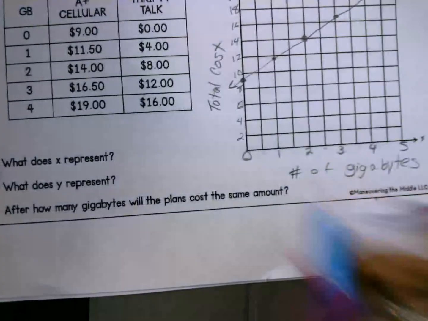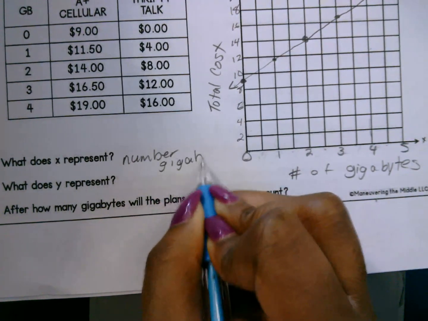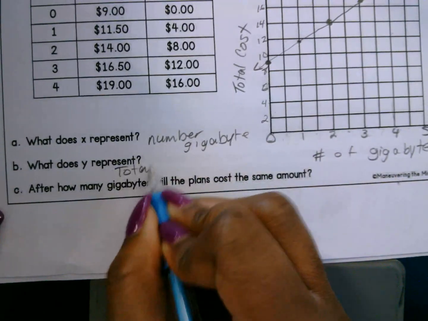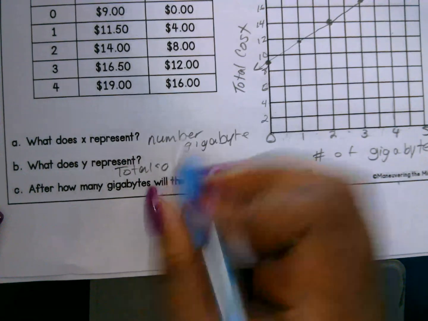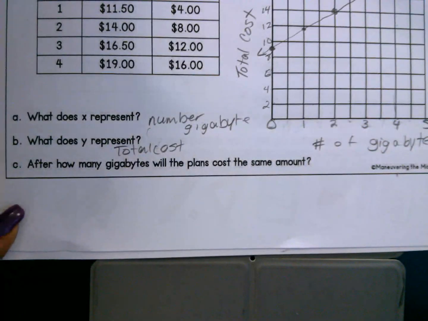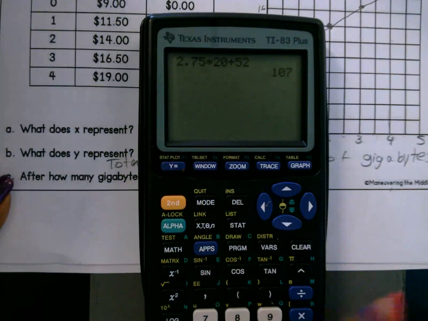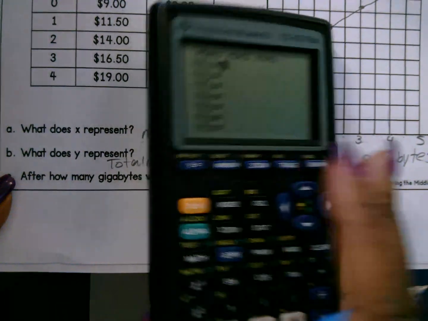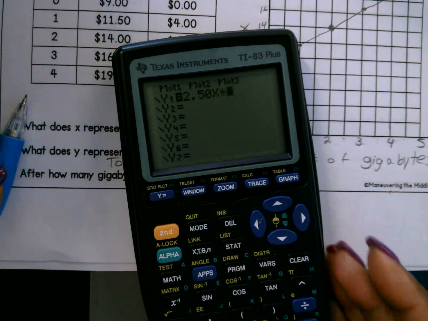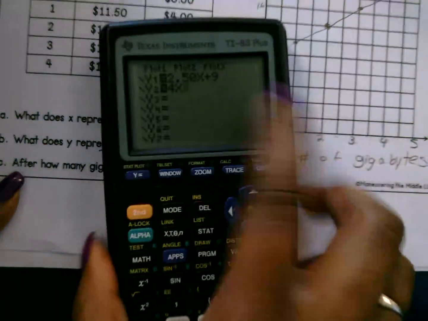The X represents the number of gigabytes. Number of gigabytes. Okay. And what does the Y represent? The Y represents the total cost for the plan. Total cost. Oops. Sorry, y'all. Okay. And then after how many gigabytes will they be the same? Okay. And you can graph them both to see. You could graph them on here or you go to Y equals. The first one is 2.50x plus the $9. And then the second one is just 4x because there's no starting amount.